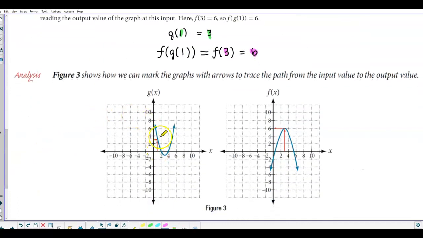And again, you can see here that the graph I showed above traces the path. We go to 1, then 3, and then from 3 to 6.